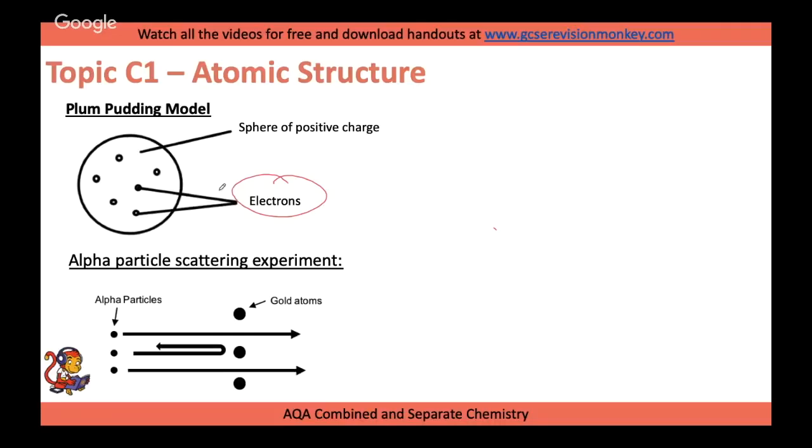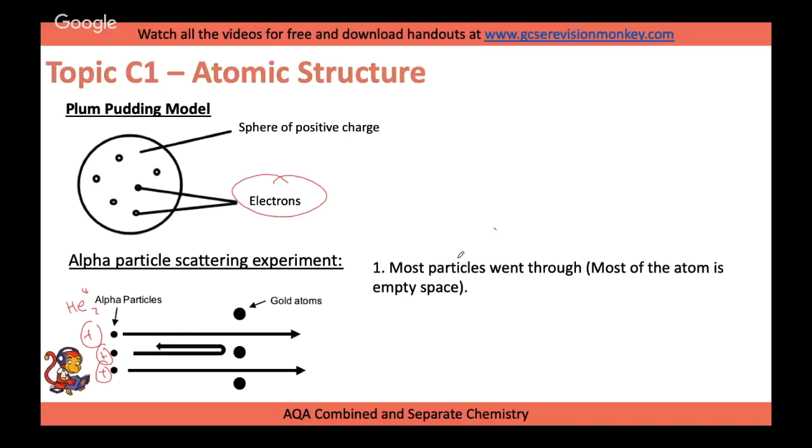Then we did the alpha particle scattering experiment, okay? Alpha particles are a helium nucleus. So they are positively charged. So these particles here are positively charged. They got fired at a really thin piece of gold atoms, and this is the main results that they got. Most particles went straight through, like shown, and this showed them that actually most of the atom was empty space.